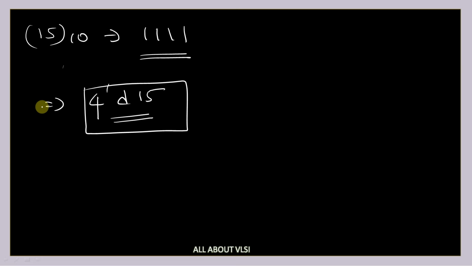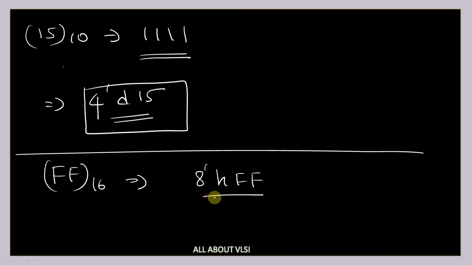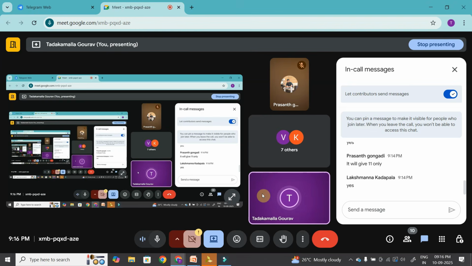And coming to hexadecimal, if you want to represent any hexadecimal number like FF base 16, then you can simply write it down. How many bits do we need? 8'hFF. This is how you are going to represent your hexadecimal numbers. Is it clear? Any doubts or queries in this? Shall we move forward? Great.